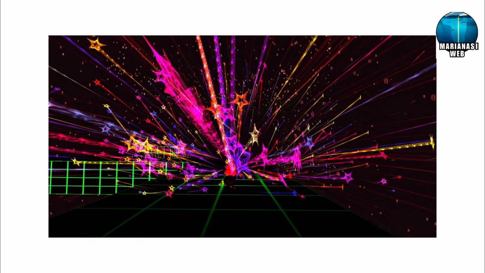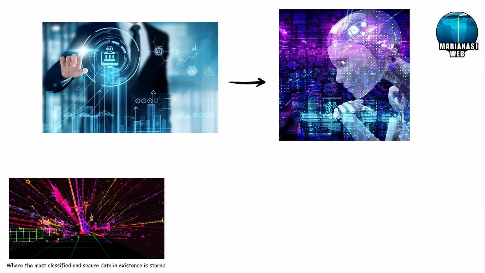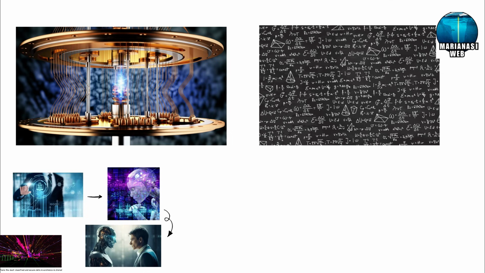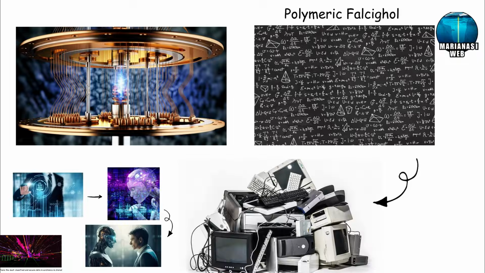Rumors describe it as a digital abyss where the most classified and secure data in existence is stored, from top-level government systems to unknown artificial intelligences running far beyond human oversight. Some even claim it requires quantum computers and a mysterious formula called polymeric Foucault derivation to gain access, an equation supposedly impossible for ordinary machines to solve.